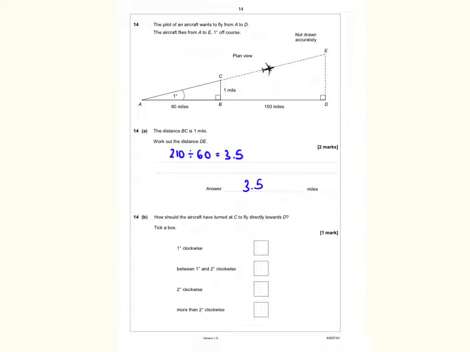This next question says, how should the aircraft have turned at C to fly directly towards D? So how should it have turned here to fly directly towards D? Now, we've discussed this already in the previous video, but we said that suppose the aircraft had turned 1 degree clockwise, it will start flying towards here, and it will end up somewhere there. And then suppose we added another degree and made it 2 altogether. So if we were to say another 1 degree there, then we have the aircraft flying this way.